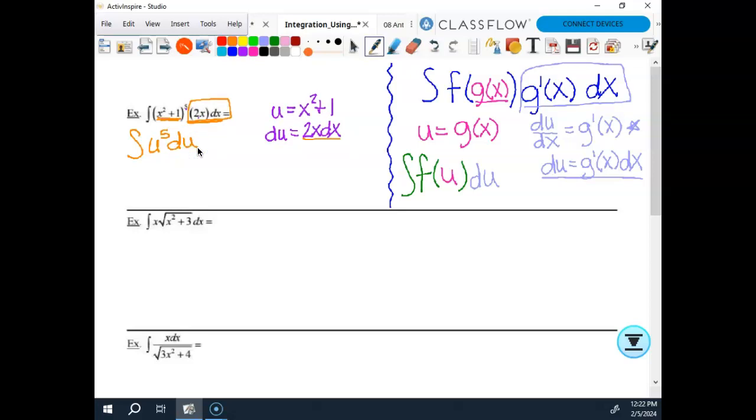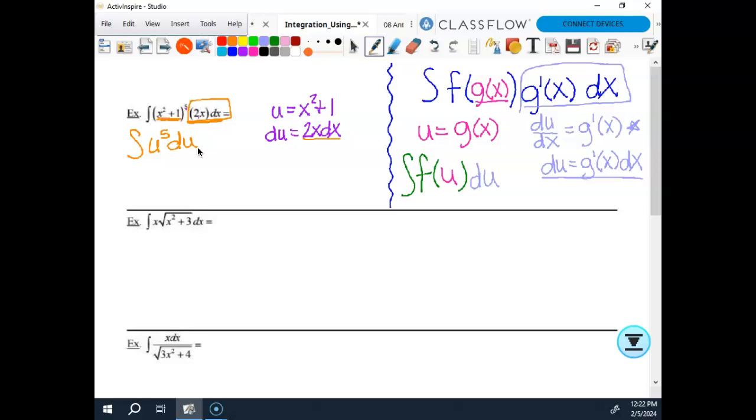Everybody with me so far? Just substitution. Ask me a question if I've lost you somewhere. Okay. Now, can we integrate this? What is our rule? Okay, it's the opposite of taking the derivative, right?